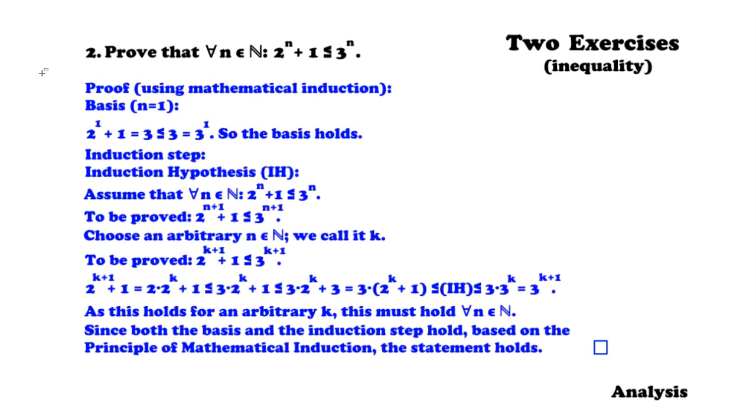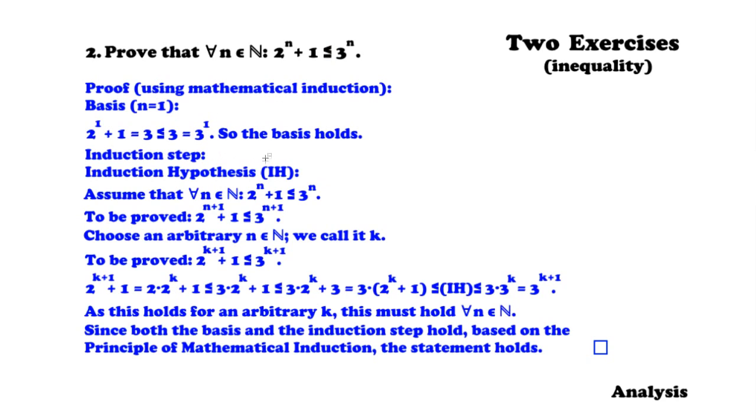So this is our proof using mathematical induction. We start again with the basis where n equals 1. So we have our expression over here. We substitute n by 1 and we start at the left hand side and we work to the right hand side. So 2 to the power 1 plus 1 equals of course 3. And 3 is obviously less than or equal to 3 because 3 is equal to 3. And therefore we've introduced the less than or equal sign that we needed. And 3 is equal to 3 to the power 1. So we have what is on the right hand side. So the basis holds.